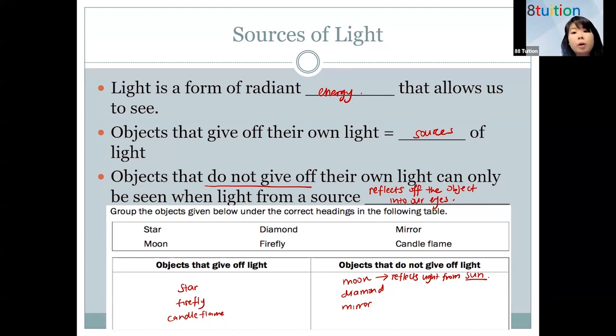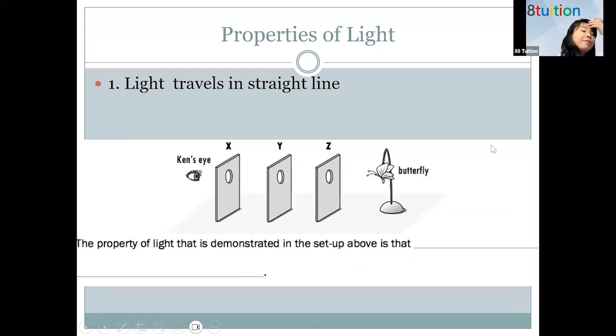All right, I'm going to move on to the next page. Okay, so the first thing you need to know about light is that light travels in a straight line. Okay, it cannot bend.